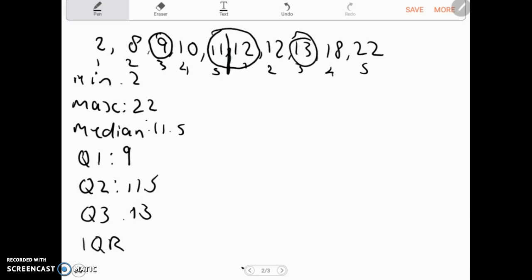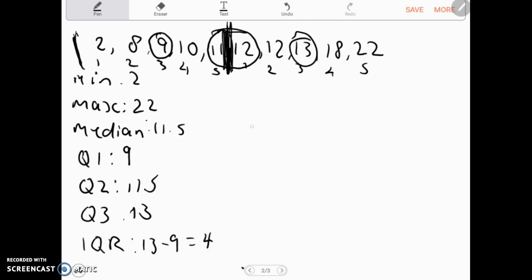And you notice that because we have two numbers for the median here, because we've got 1, 2, 3, 4, 5, 6, 7, 8, 9, 10, we need to take the 5th and 6th value and get the average, which is 11.5. To get Q1, I just finish at the lower half of our median. Okay, so for Q1, we need to find the median between here and here, which was 9. So our IQR is 13 minus 9, which is 4.